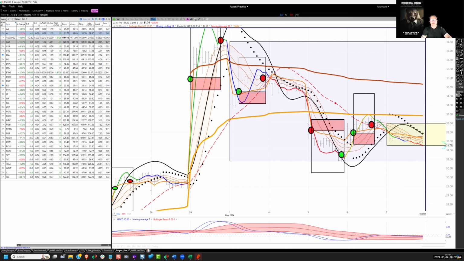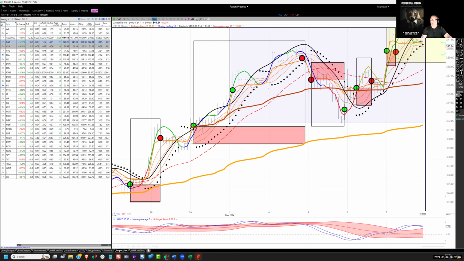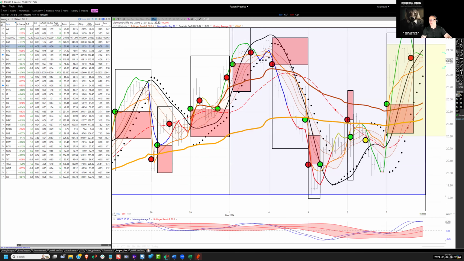Caterpillar, it broke out above the previous RL10. It ran all the way up and I managed to scratch for 0. It closed pretty well, so that has some room to run tomorrow, but today there was just no follow through. So I'm not going to chase. Like if it doesn't persuade me early, a lot of times I'm just done with it for the day.